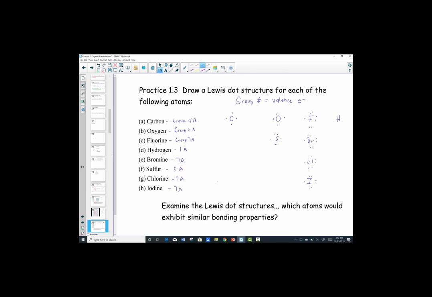And if you find that pattern, the Lewis dot structures that would exhibit similar properties are those that lie in the same family. All with 7 valence electrons, all are able to form 1 bond to fill its octet. These, oxygen and sulfur, would have similar physical properties because they lie in the same family as group 6A. So the same family, same column on the periodic table gives it the similar bonding properties.